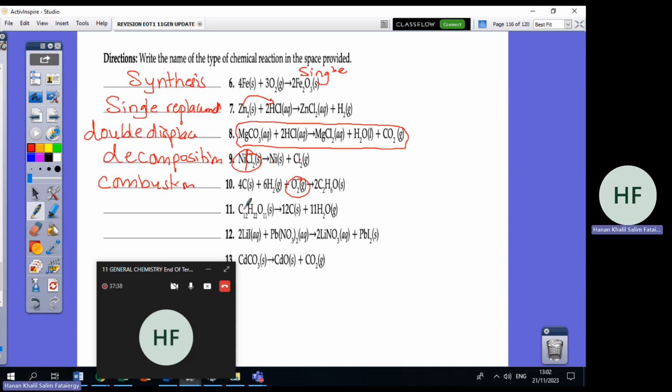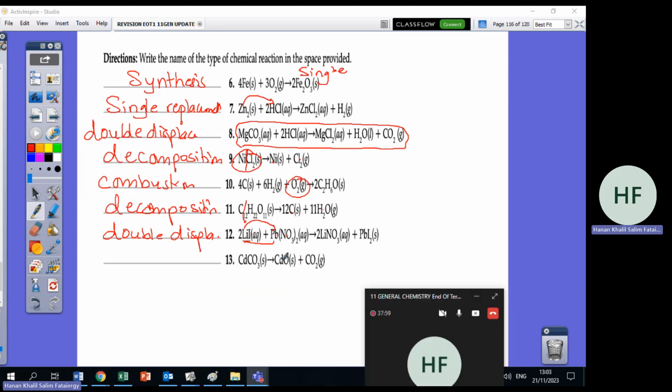I have one reactant and I break it into two. So this is destroy or decomposition. I have LiI PbNO3. Okay, Li والPb بدلوا أماكن. So this is double displacement. Okay, والأخير one reactant is divided into two. So this is decomposition. Okay, now pause the video and repeat all these by yourselves. Now let's do another question.